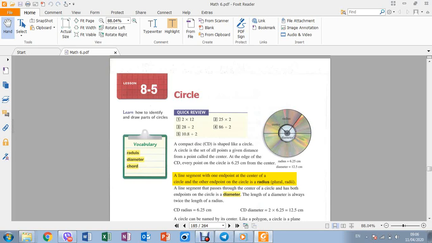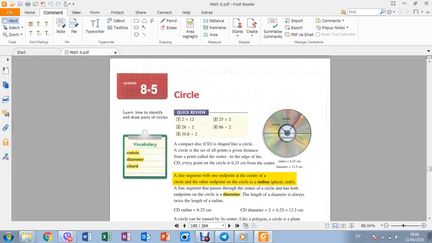Today we're talking about a new topic that's about the circle. We know the shape of the circle, all of us know. And again, what does circle mean? A circle is a curved line that has the same distance from the center point, or from the middle point.